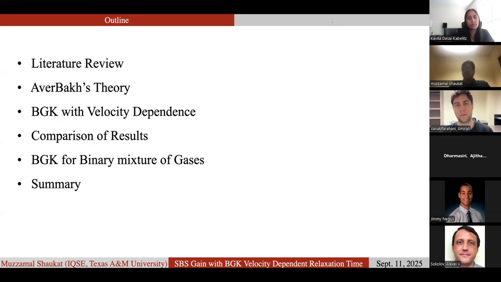And at the end, I would also like to share with you the binary mixture of gases analytical expression, which is what I have obtained so far. That is not final yet, but I would like to share because Professor Gary Eden was asking me, as they are thinking to do that experiment in the near future. And at the end, we will summarize our results.